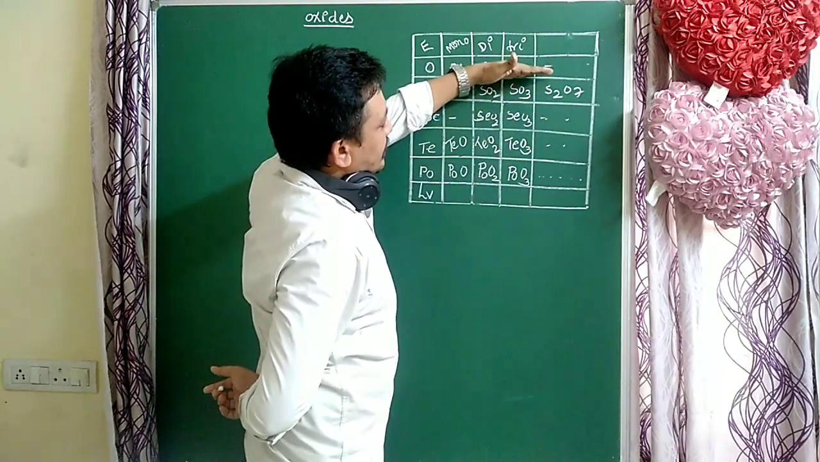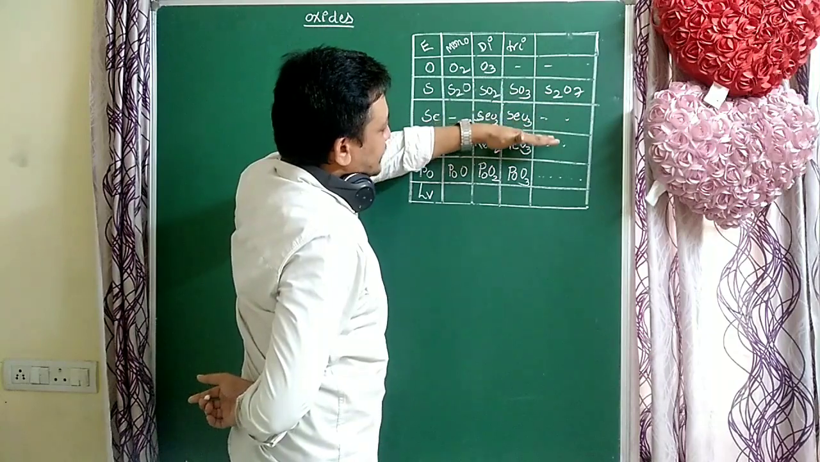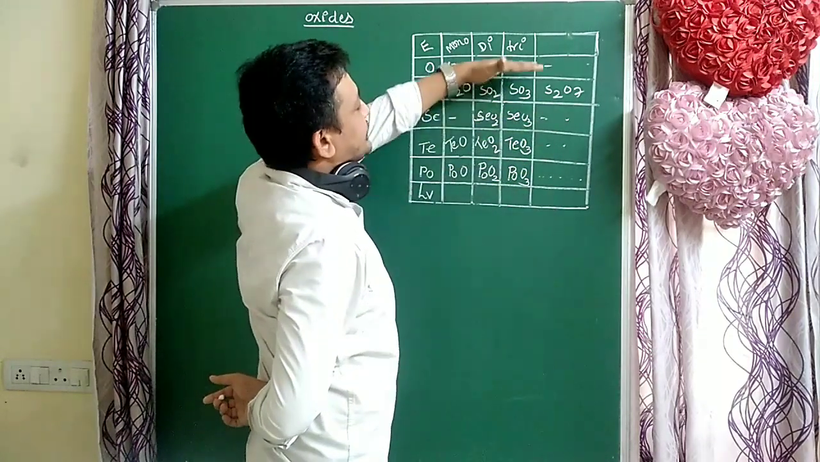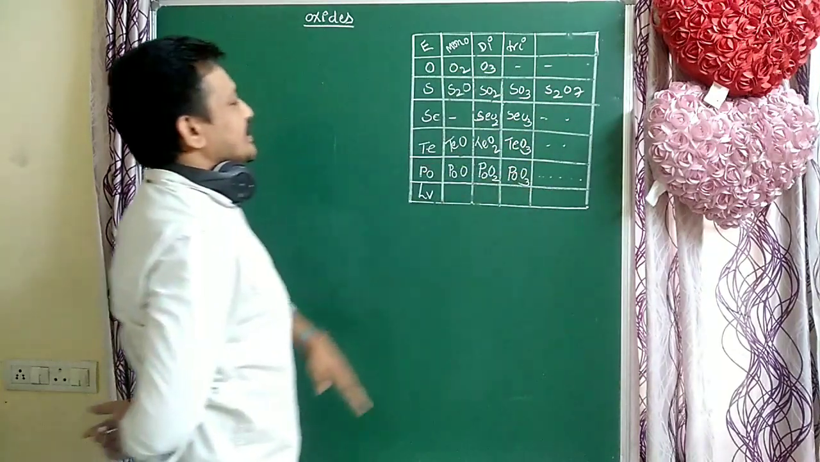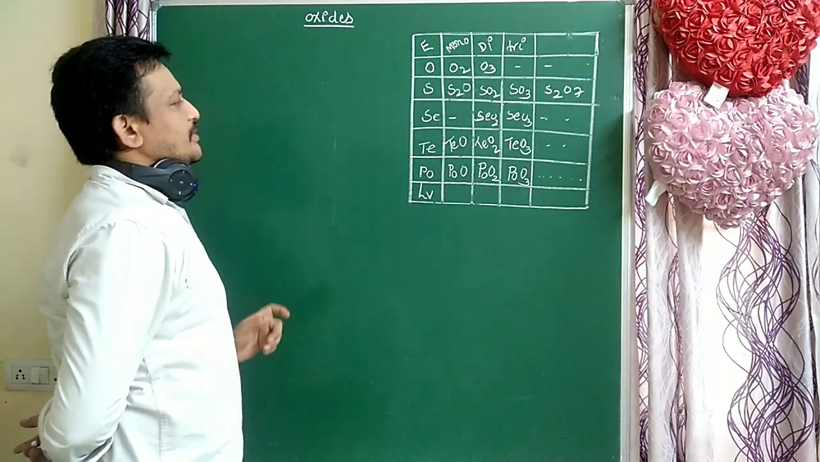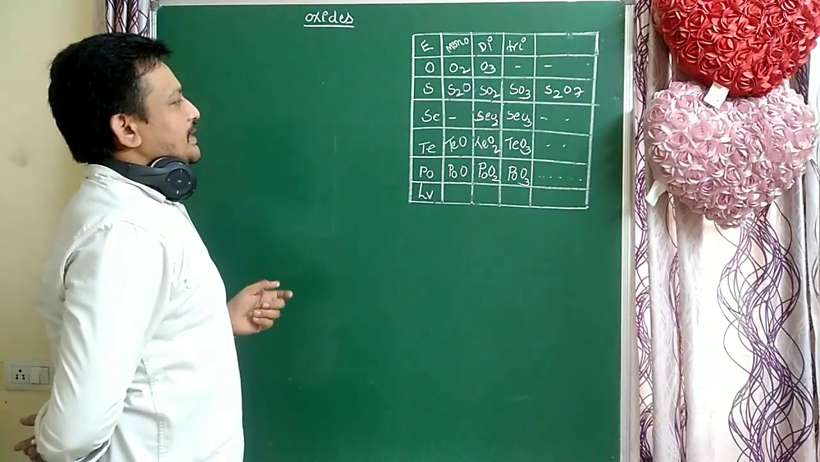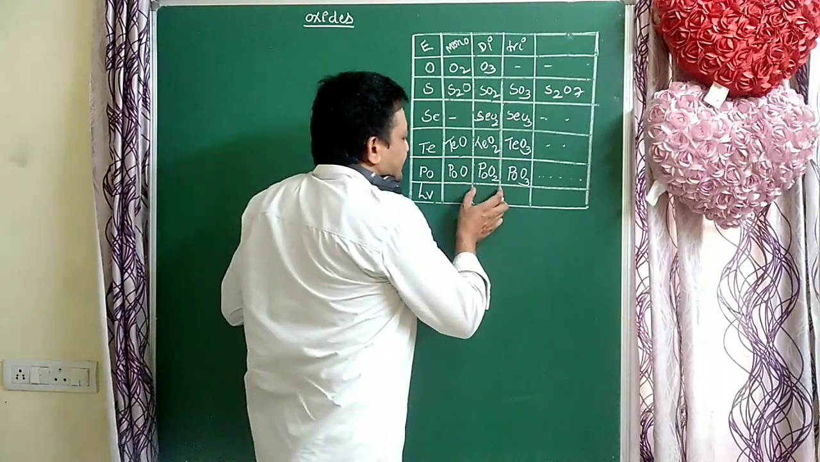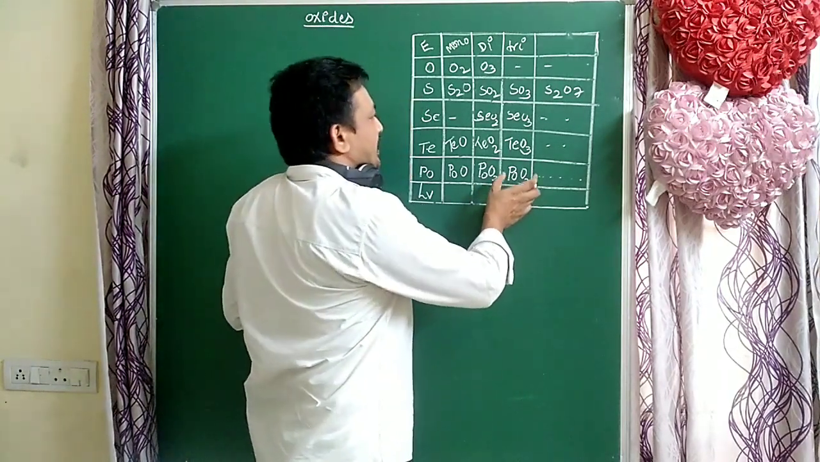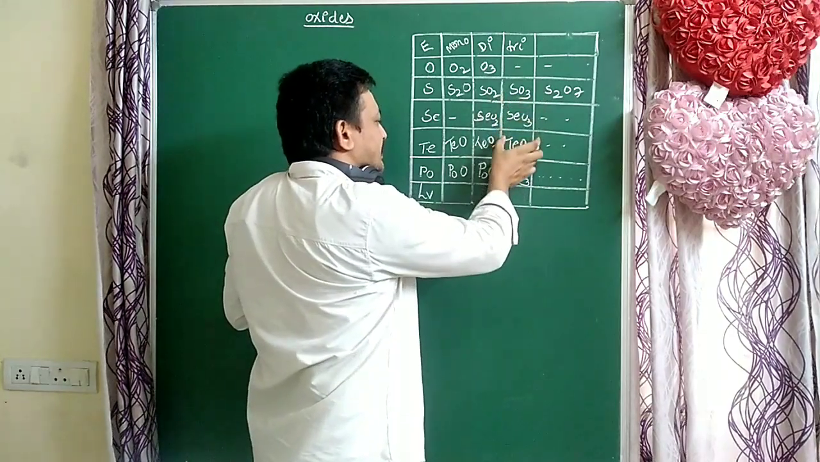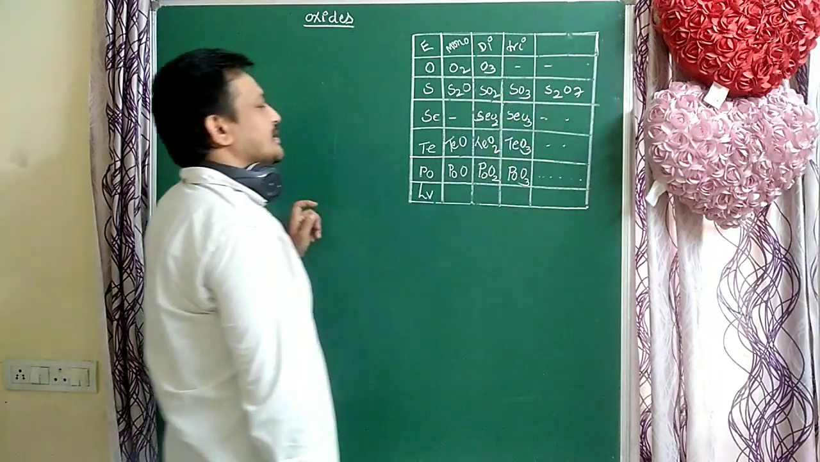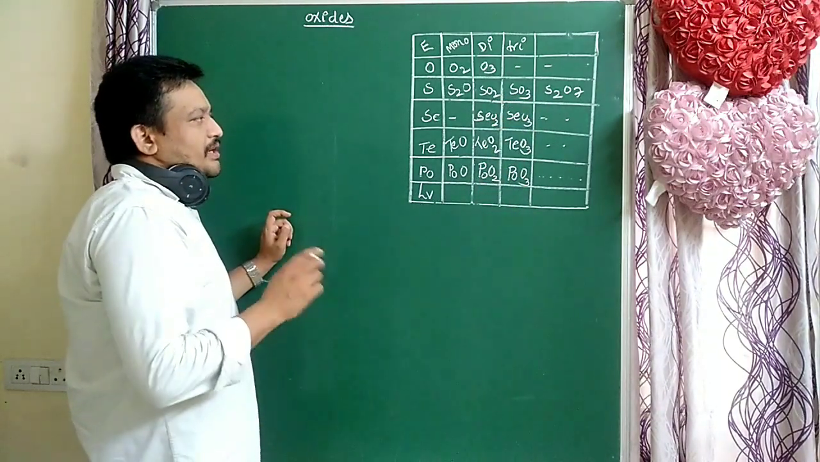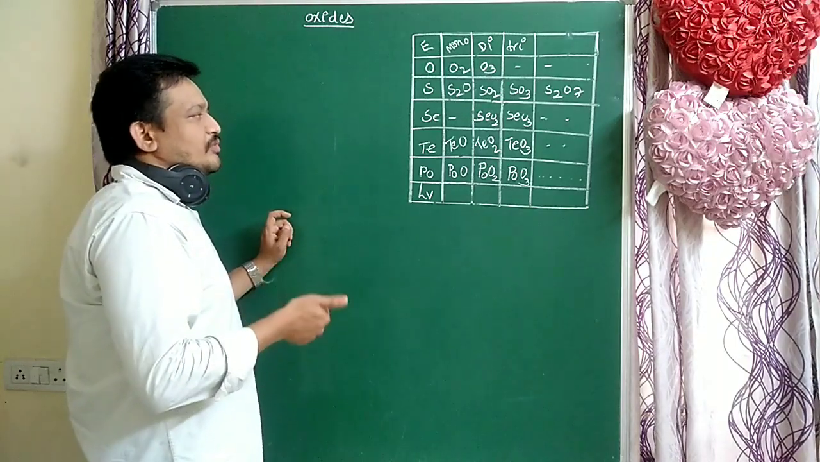In trioxides also, acidic nature decreases and basic nature increases from top to bottom. When compared to dioxides, trioxides are more acidic.